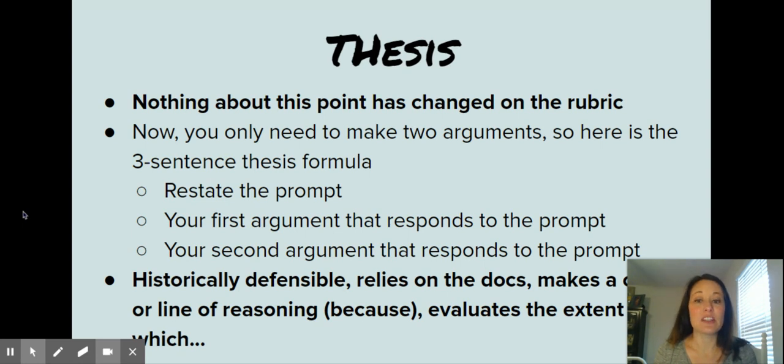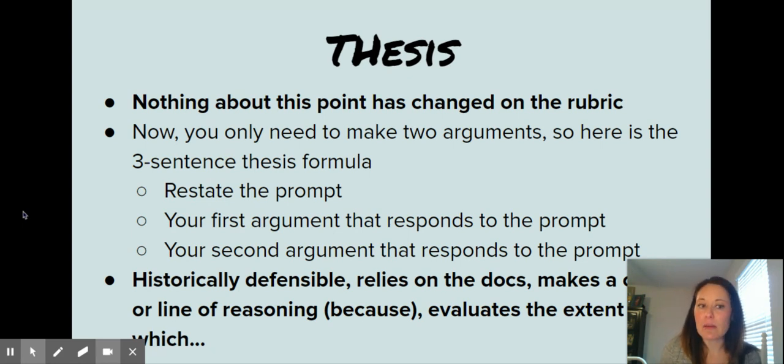Your claim needs to be historically defensible. It has to be something that is historically accurate and true. Your thesis needs to rely on the documents. Now, I'm not saying use the documents individually when writing your thesis. I'm saying you've read the collection of 5 documents, you have sorted them into argument categories, and the argument categories are based on how the documents answer the prompt, okay? They're forming your argument in response to the prompt. So your thesis should be based on the documents.